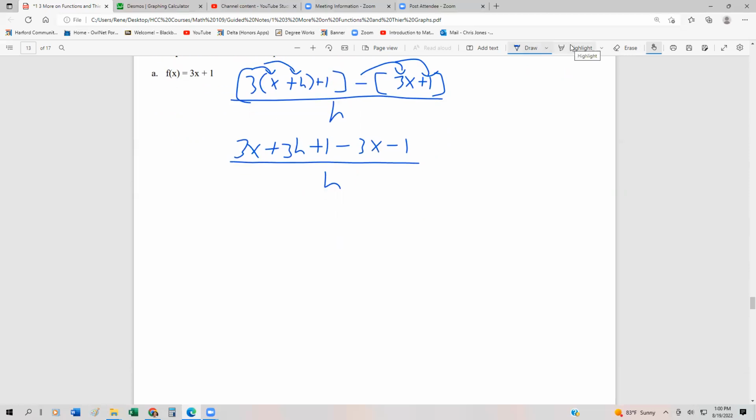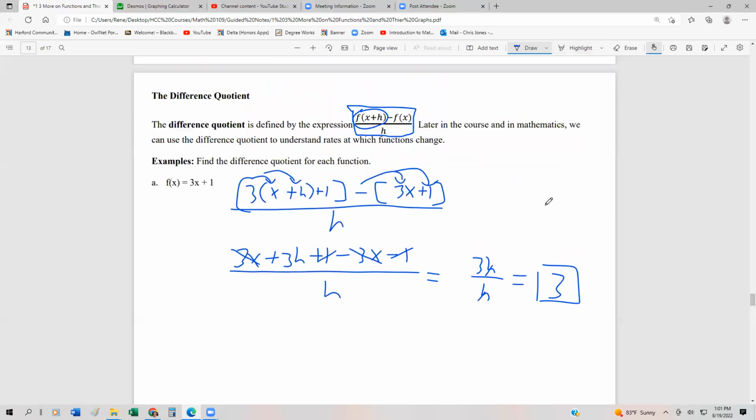Usually when we perform the difference quotient operation, a lot of items in the numerator are going to cancel. And so notice that we have a 3x and a negative 3x. We have a positive 1 and a negative 1. And so this just simplifies to 3h over h. And then we could just simplify this by canceling the h's. And so the difference quotient is 3.